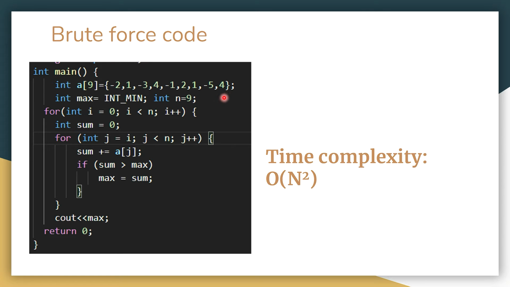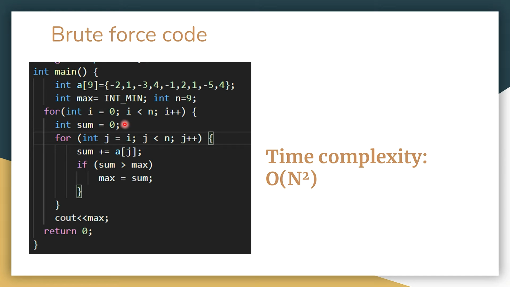The code for the brute force approach would look something like this. The outer loop will iterate over the array, and the inner loop will start from the element for which we need to find the subarray, and go to the end of the array. We take a variable sum and update it every time by adding the element to the sum, and if the sum is greater than max, we update the max.